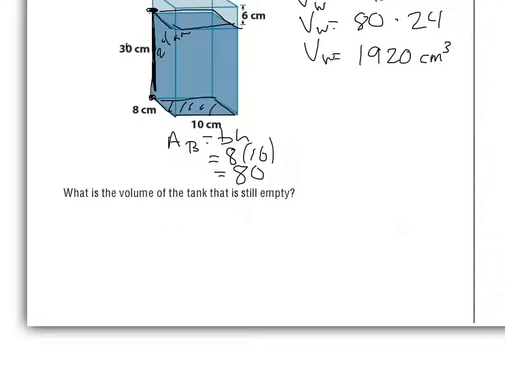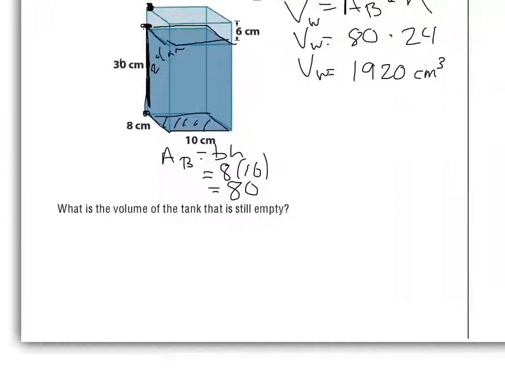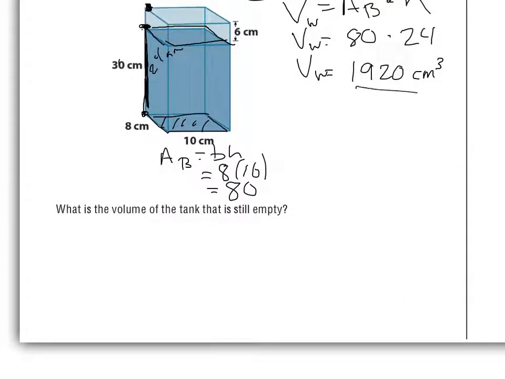Now it also asked me for what volume of the tank is still empty. Well, there's two different ways we could do this. We could find the total volume of the tank and subtract away the water. Or, what's another way that I could do it? We could find the empty part by finding the total volume and then subtracting the 1,920. Or, what's another way that we could find the volume of just the empty area?